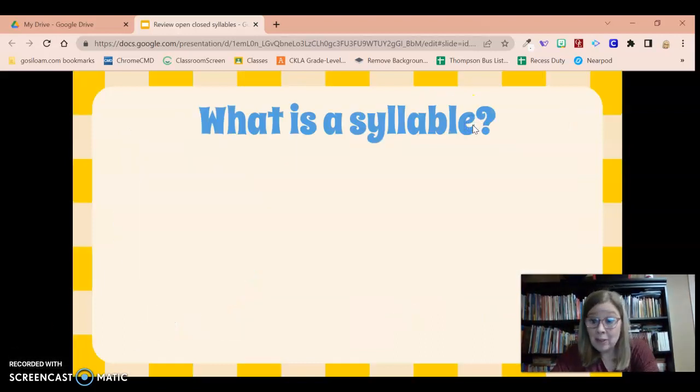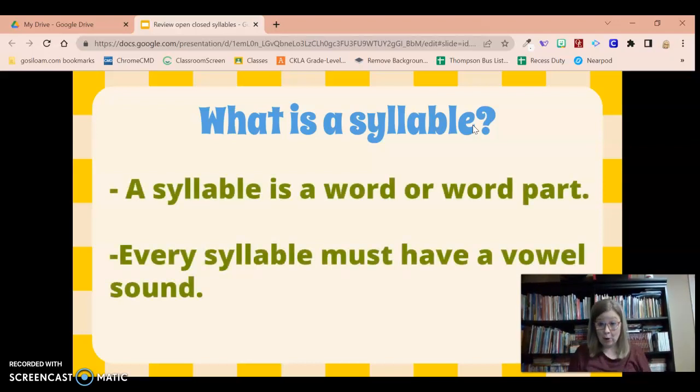So, last week we talked a lot about open and closed syllables, and let's just review, starting off, what is a syllable? A syllable is a word or word part. We have many one syllable words, so a syllable can be a whole word. But in a multisyllabic word, or a word with more than one syllable, it's part of a word. And every syllable has to have a vowel sound, okay?